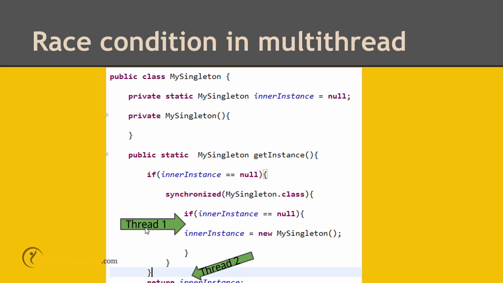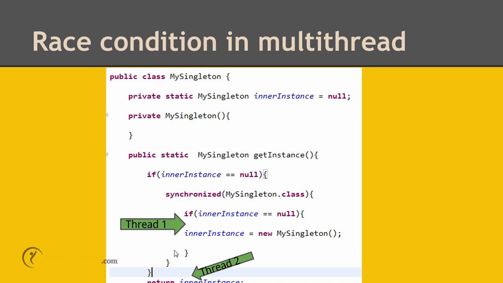Let's say the first incoming thread is thread 1. It will initialize the inner instance here, and the second thread will move on to this null check, and since the inner instance is not null from now on, thread 2 will just return the inner instance. So we have resolved the synchronization problem. Or do we? We have another advanced problem here.